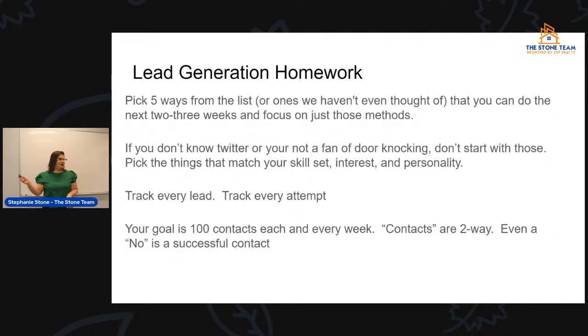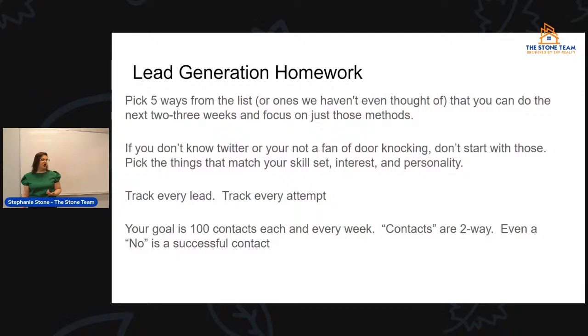So pick 5 things from this list or something related to it that you can do over the next 2 to 3 weeks and focus just on those methods. Don't try to do all 30. One, you'll drive yourself crazy. Two, you won't be able to figure out what works for you and what doesn't. And three, you'll be so busy trying to do a little bit of everything that you'll never become an expert at anything. Again, if you don't know Twitter or you're not a fan of door knocking, don't start with those. Start with what you feel comfortable with.